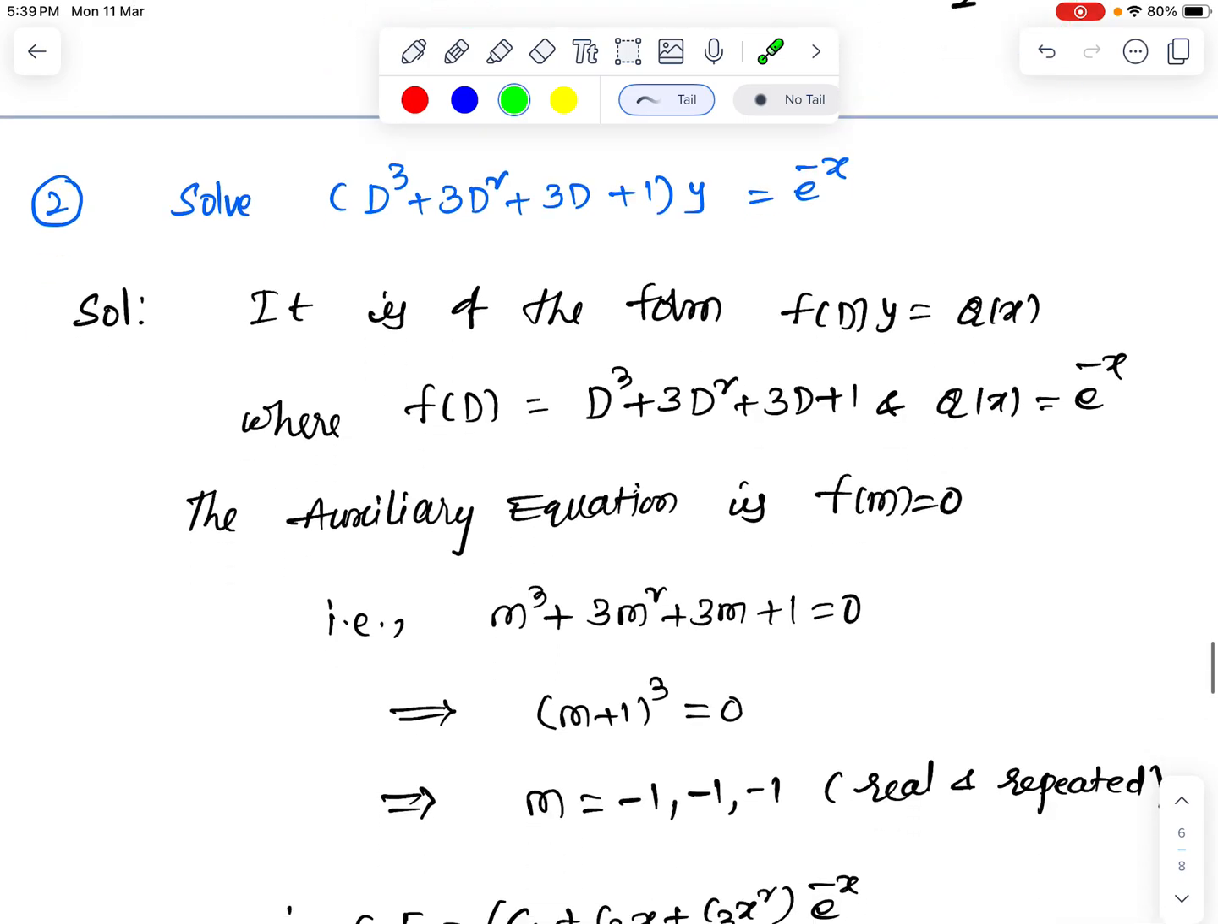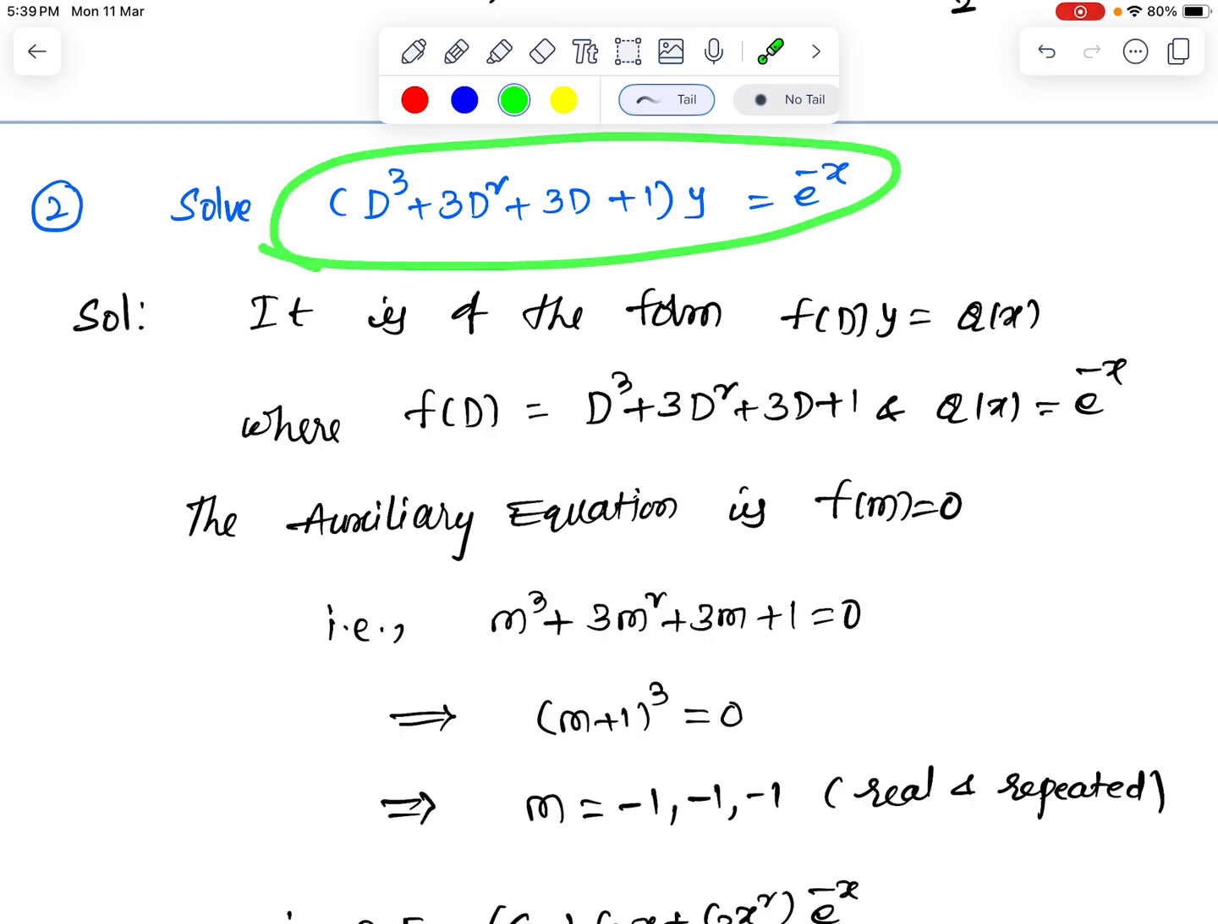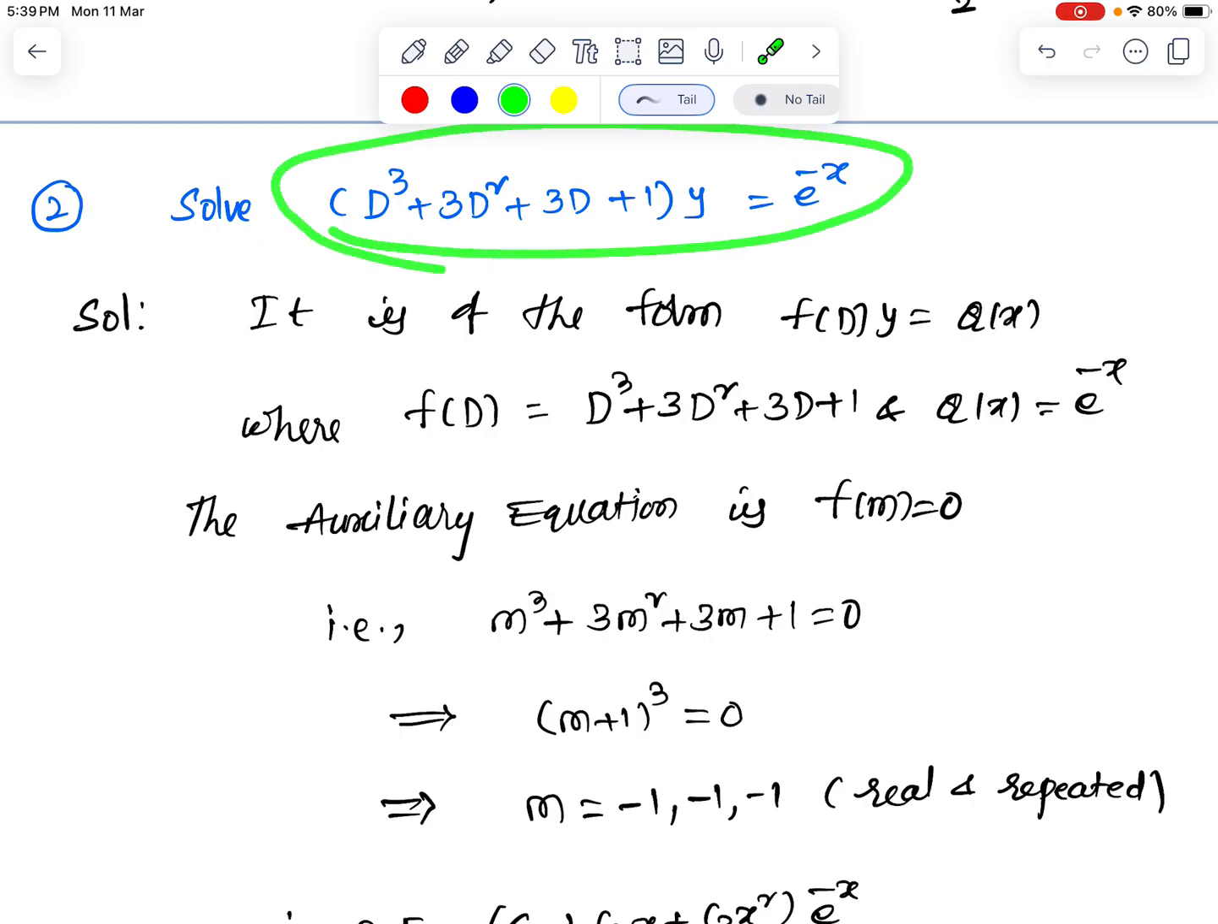Next, what about the next one? One more question: (d cube plus 3d square plus 3d plus 1) into y is equal to e power minus x. It is the given differential equation. It is in operator form only, they gave it directly.